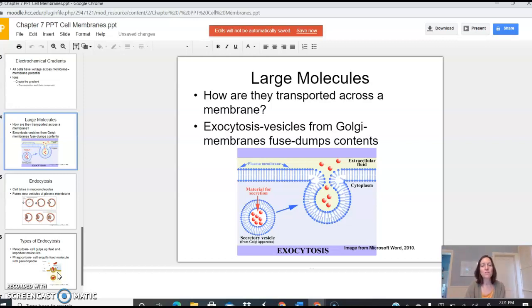Well, exocytosis is the process of releasing molecules out of the cell. So exo, like exit, cytosis for cell. Vesicles from the Golgi membranes fuse to the plasma membrane on the outside of the cell and dump out the contents. So here's a little vesicle from the Golgi. You can see it's wrapped up in a phospholipid bilayer, just like what makes up the plasma membrane, fuses with the membrane and releases maybe waste products or hormones outside of the cell.